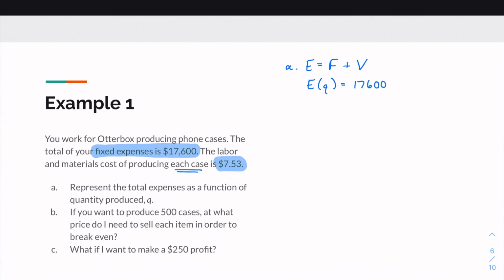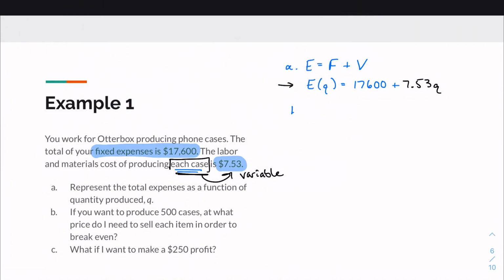And my fixed expenses are $17,600. And my variable expenses depend on the quantity I produce. And the key word, the trigger word for that, is that each case bit. This tells you that what I'm dealing with here is my variable expense. So my variable expense is $7.53 per item times as many cases as I produce. This is now the function that I'm going to deal with.